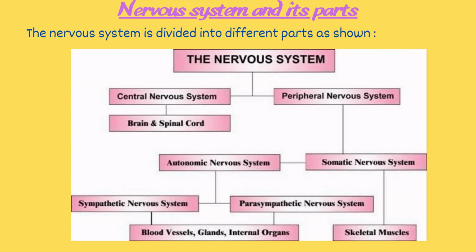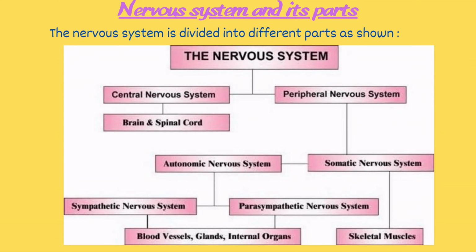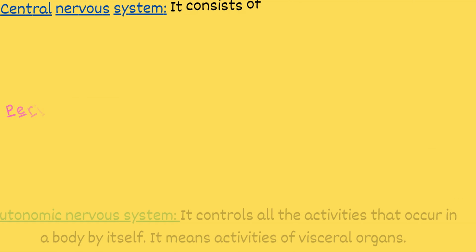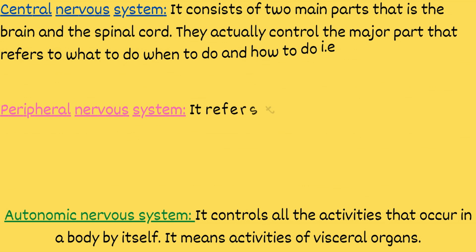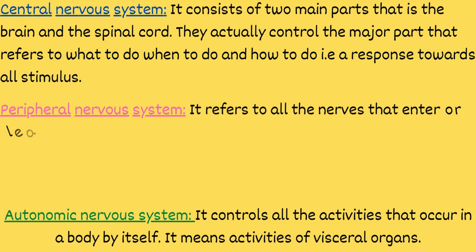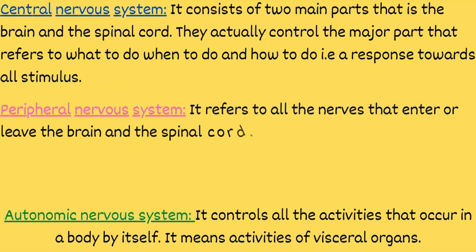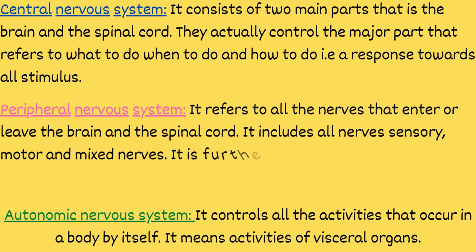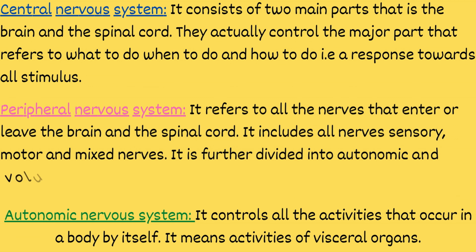Nervous system and its parts. The nervous system is divided into different parts as shown. Central nervous system, it consists of two main parts, that is the brain and the spinal cord. They actually control the major part that refers to what to do, when to do and how to do a response towards all stimuli.